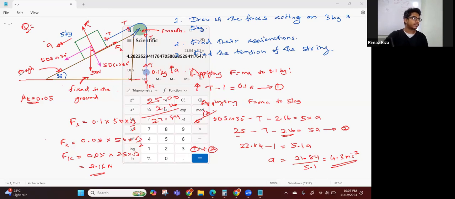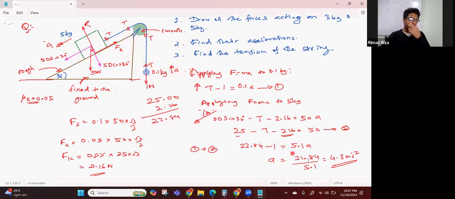So that is the acceleration. Okay. So then you can mention the acceleration of A is in this direction, 4.3 meters per second squared, and the acceleration of 5 kilogram is 4.3 meters per second squared in this direction. Okay, so this is for 5 kilogram. Acceleration of 5 kilogram is for this one. The direction is this, you have to indicate the direction. Okay.